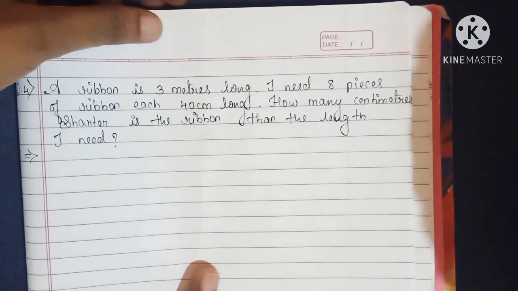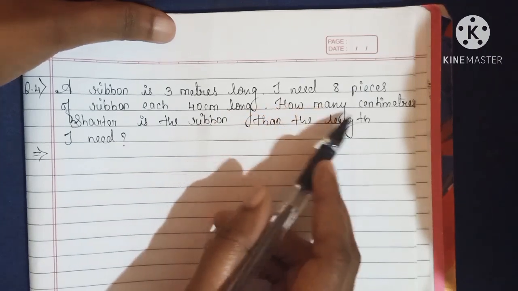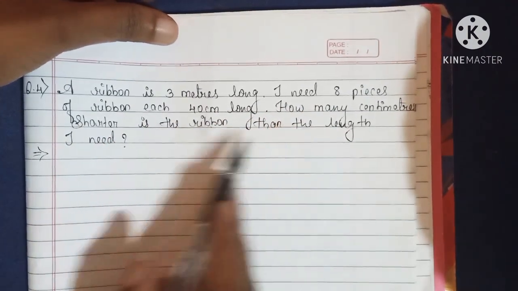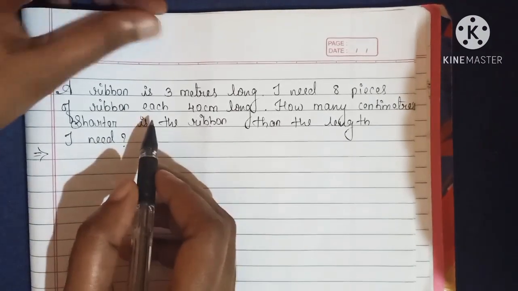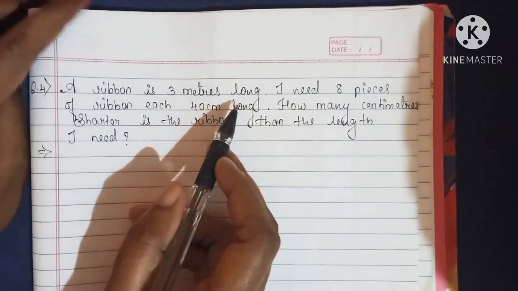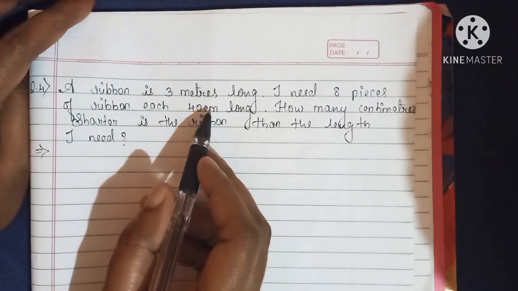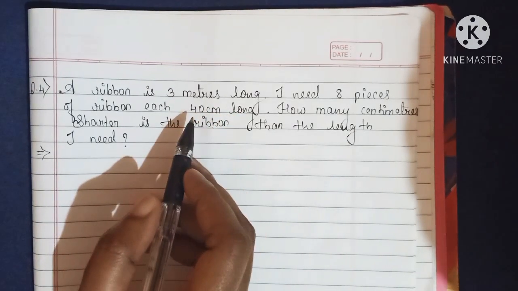Okay, now let's see question number 4. A ribbon is 3 meters long. I need 8 pieces of ribbon, each 40 centimeter long. How many centimeters shorter is the ribbon than the length I need? Okay, here I have 3 meters of ribbon. 3 meters means that is 300 centimeter. And I want 8 pieces of ribbon, each of 40 centimeter.